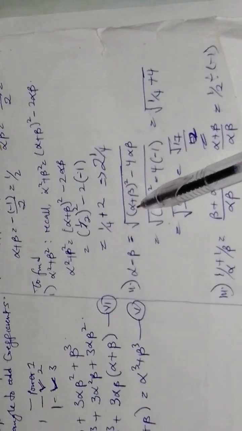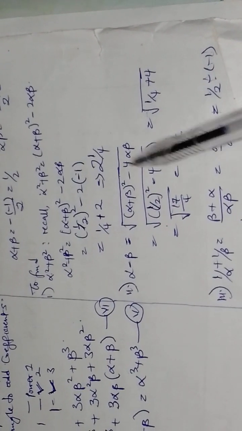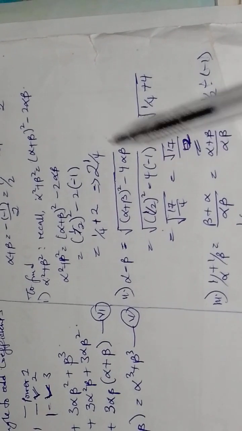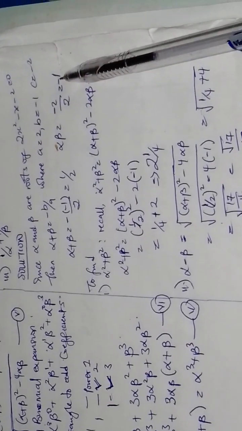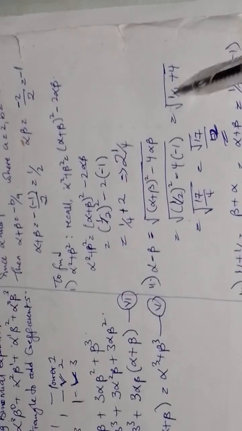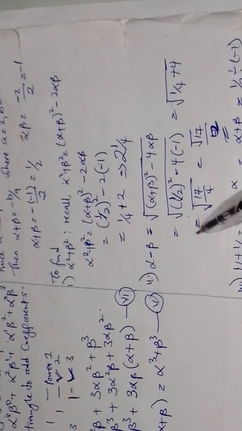We also already know the value for alpha plus beta. The value for alpha plus beta is 1 over 2, and then you have square minus 4 alpha beta, and alpha beta is minus 1 from our equation, right? So we just input the values. This gives us 1 over 4, and this gives us plus 4. Adding these together, you have 17 over 4.